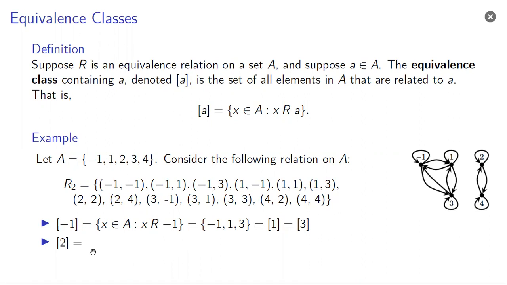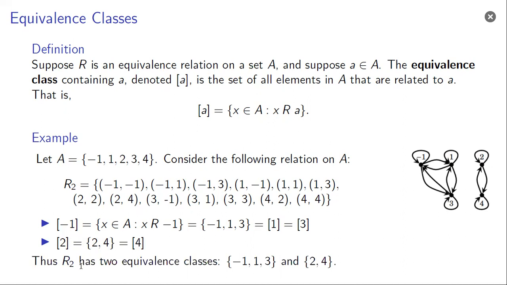Now, what is the equivalence class of 2? This is the set of all things in A that are related to 2. Looking at the diagram, it's easy to see that 2 is related to itself and 4 is related to 2. So this is the set {2, 4}. Now, what is the equivalence class of 4? It's the set of all things related to 4. 2 is related to 4, and 4 is related to 4. So this is equal.